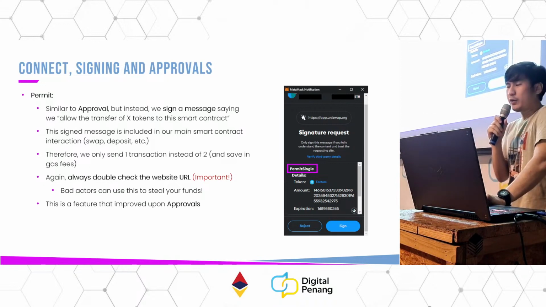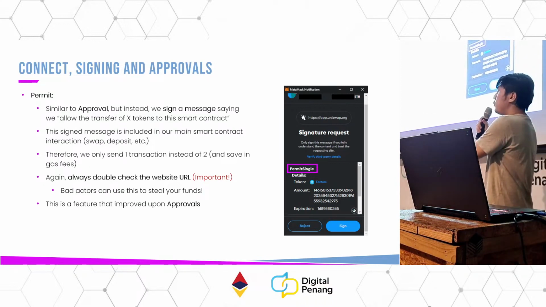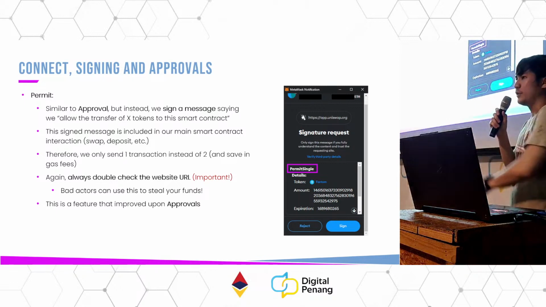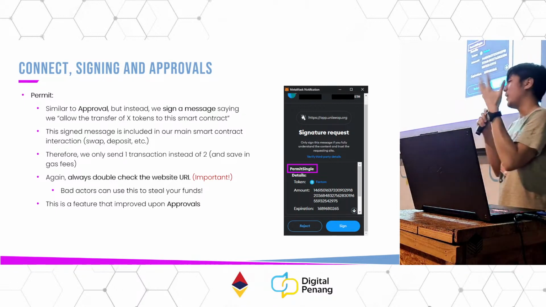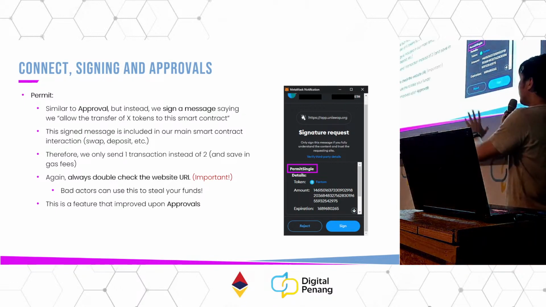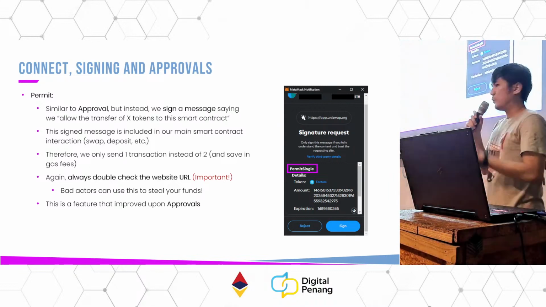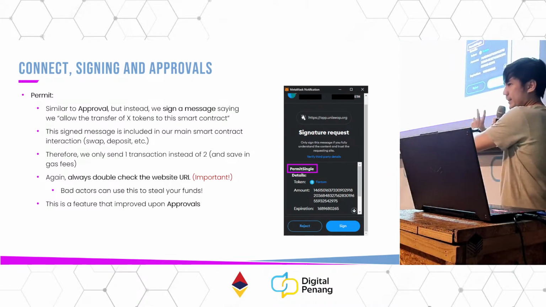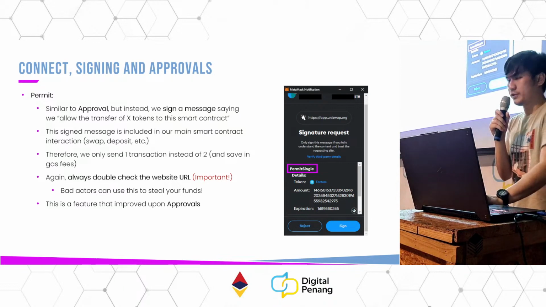Okay, why do we have permits? Basically, this is a feature that was improved upon approvals. First we had approvals, then we realized we had to send two transactions, so they created this permit in order to save on gas fees. That's why permit is here on top of approvals.